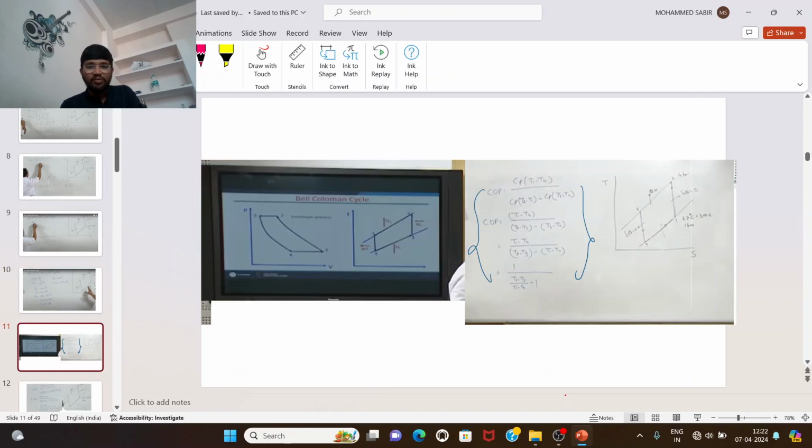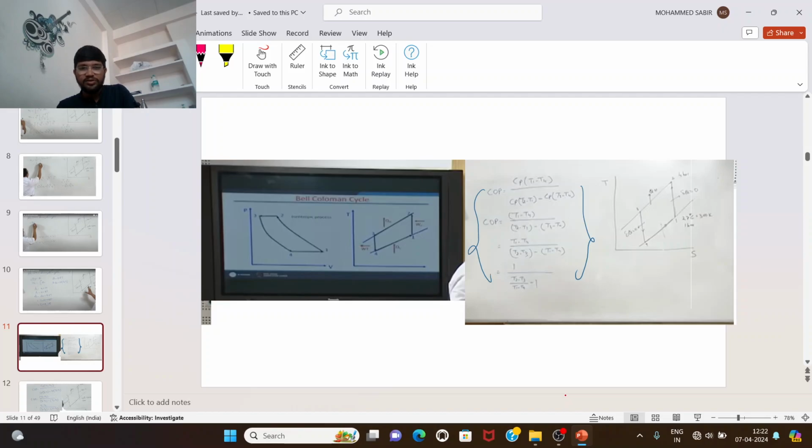Now we come to the COP for the system. How do we find the COP? 2 to 3 is isobaric heat extraction, and 4 to 1 is isobaric heat addition. So we can easily find the heat interactions. The COP of the system is Cp(T1 minus T4) upon Cp(T2 minus T3) minus Cp(T1 minus T4).